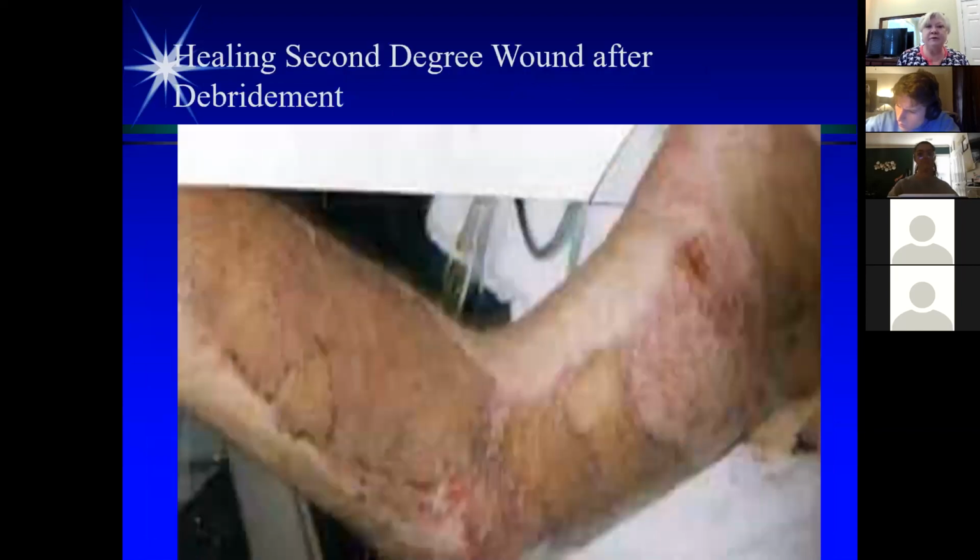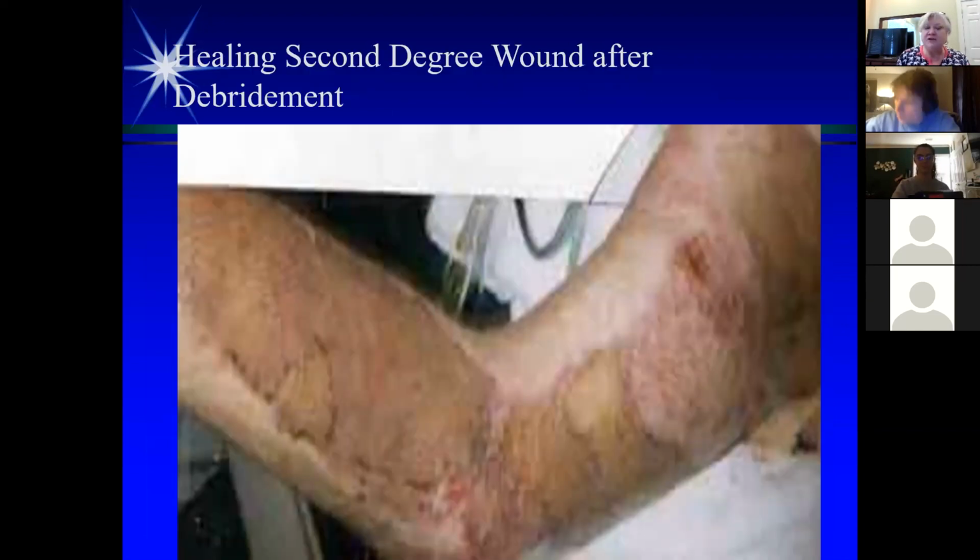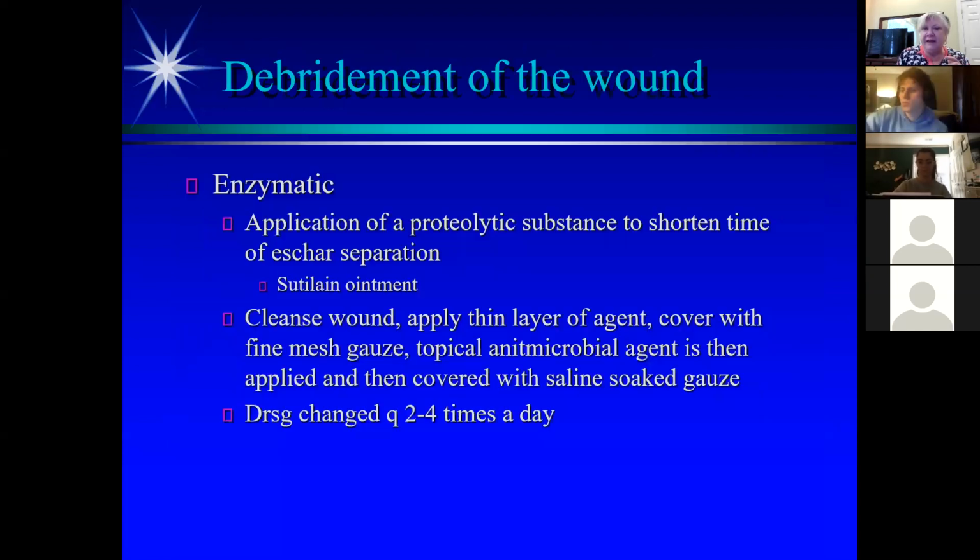And this shows one all healed up. As you can see, especially after grafting, the skin looks much different. When you go to grafting, your skin will look much different, but it is covered and you are alive, but it does look different. If you have a lot of eschar and they're having trouble getting it off, they can also use an enzymatic product.